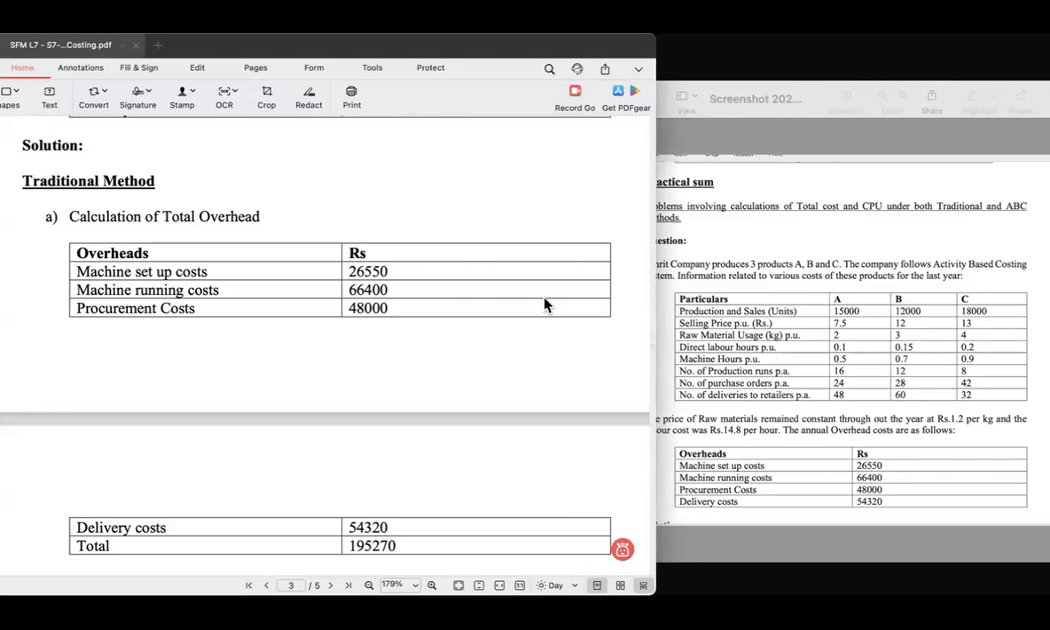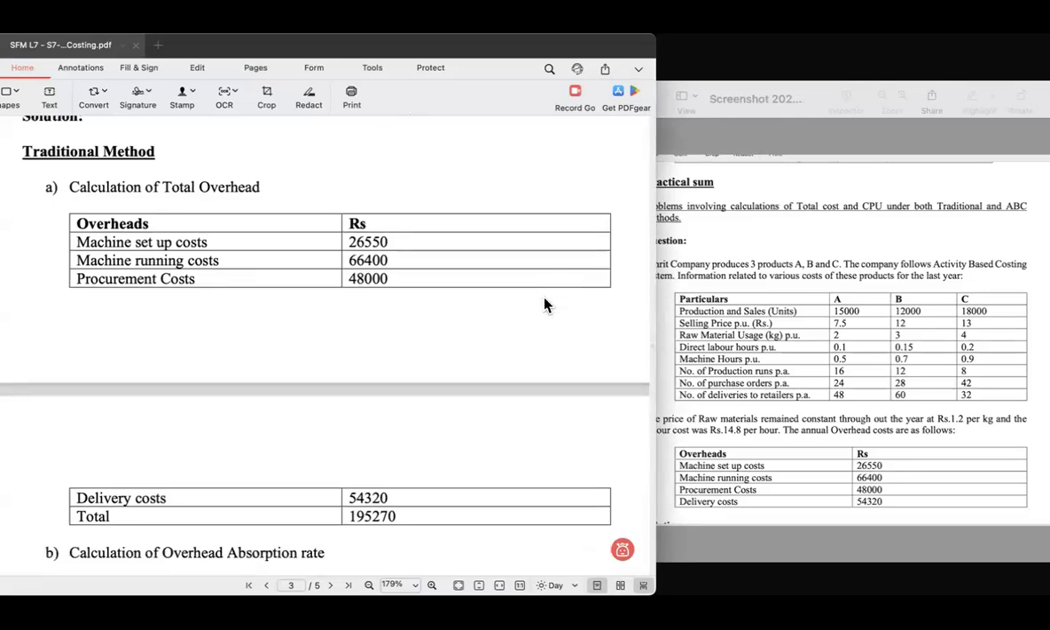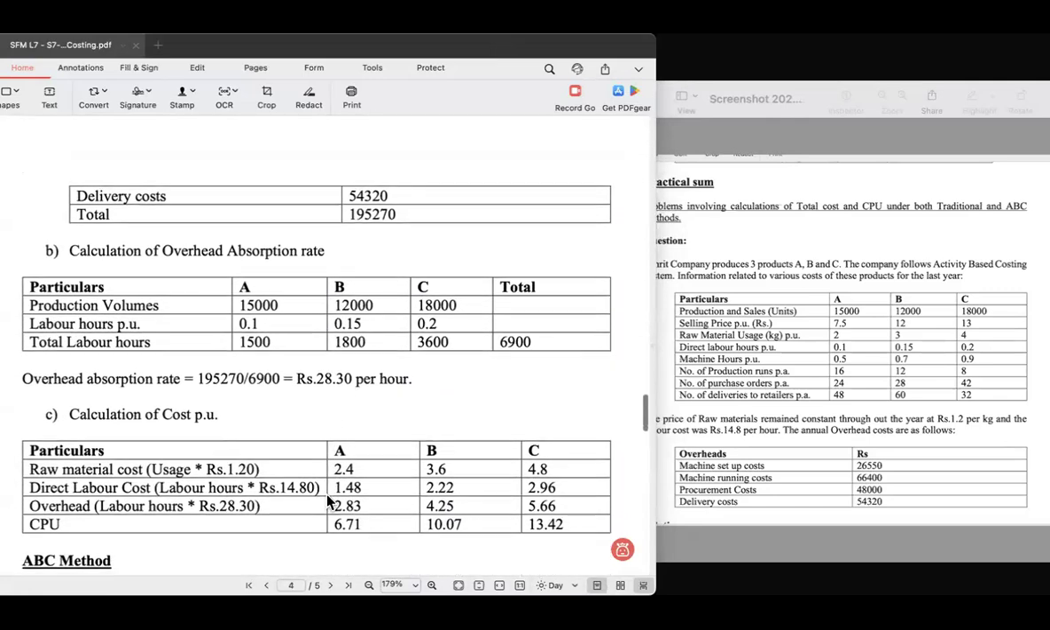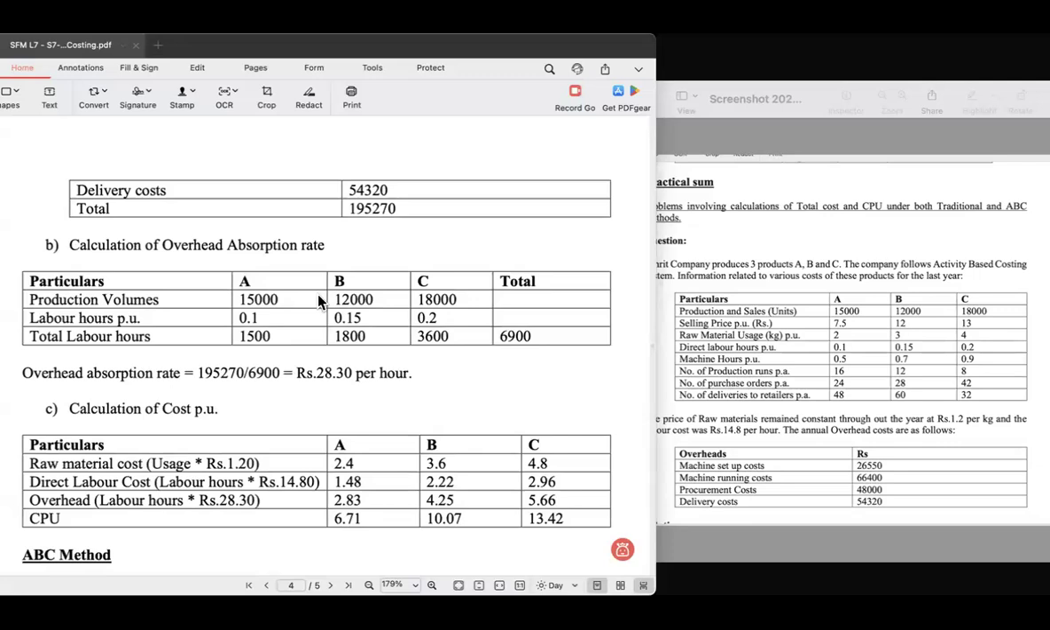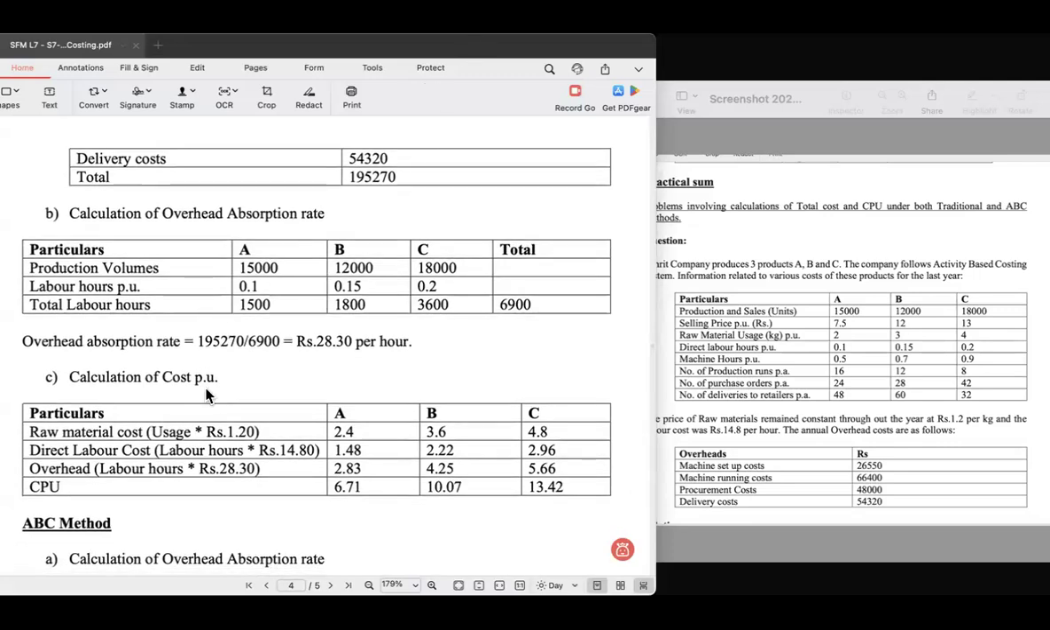Okay, so everybody got the answer right. So is it clear? The first step is to calculate the total overhead. I repeat, we are still in the traditional method, okay? Now we're moving on to calculation of the overhead absorption rate. We need to calculate the absorption rate to calculate the cost per unit. So now we are going to calculate the overhead absorption rate.